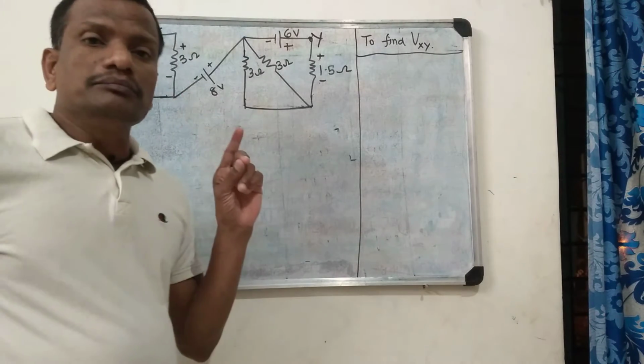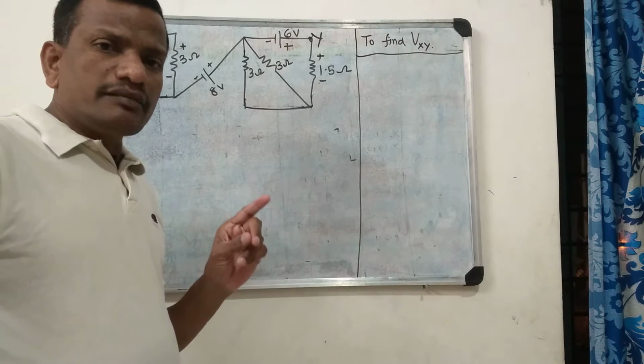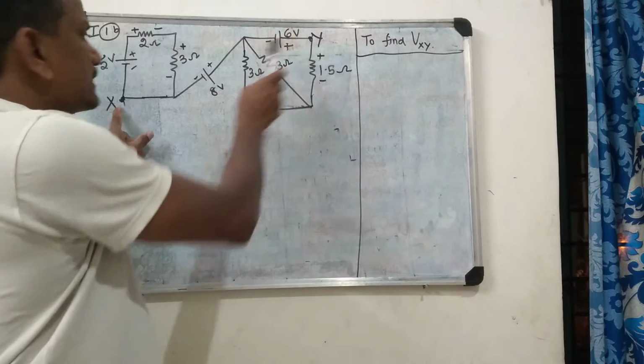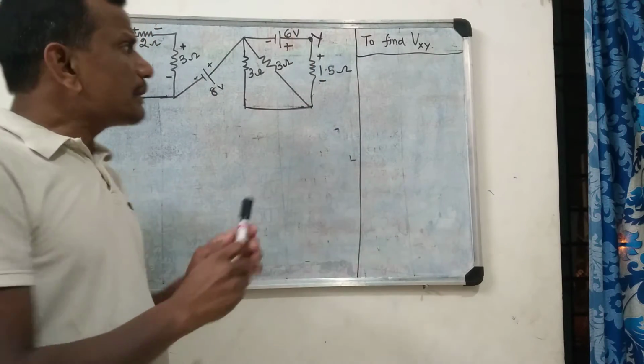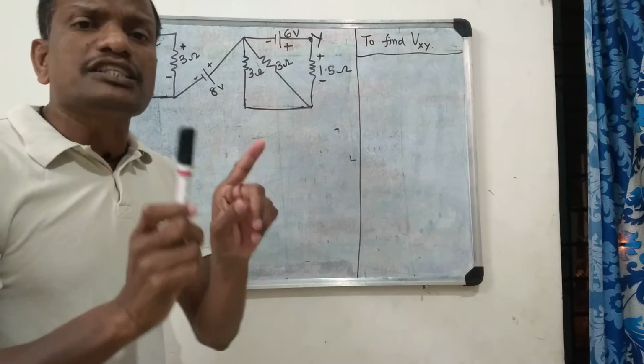Friends, this is question paper I, problem 1B. Our objective in this problem is to calculate the voltage across these two points, point X and point Y. Suppose I am connecting a voltmeter across these two points. What is the voltage measured by the voltmeter?